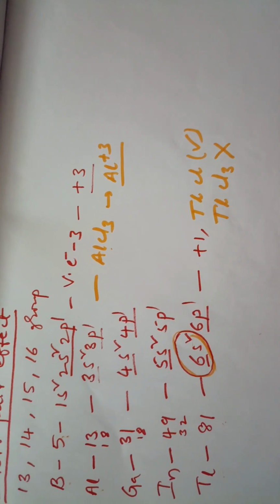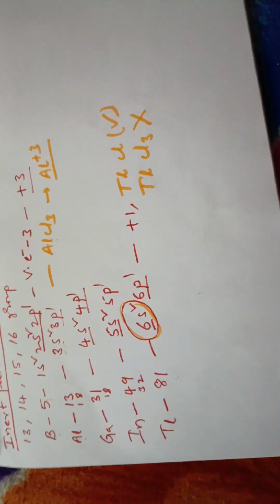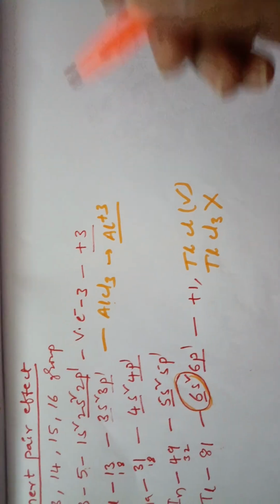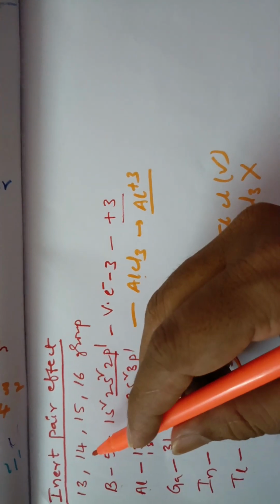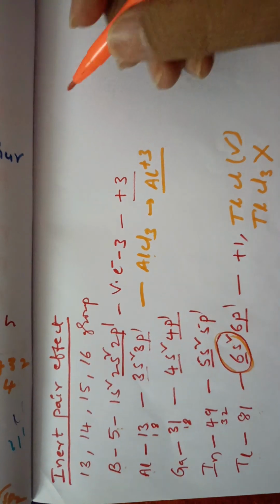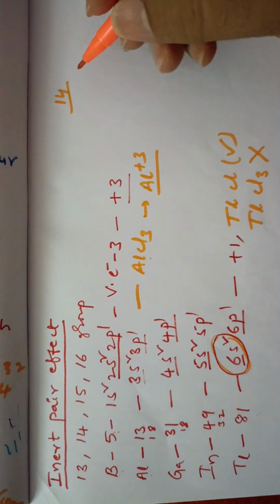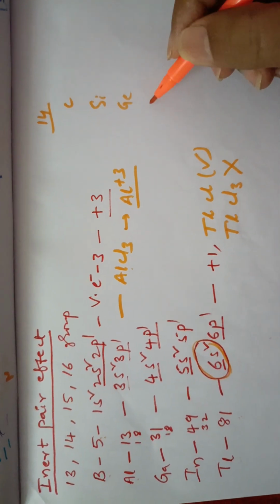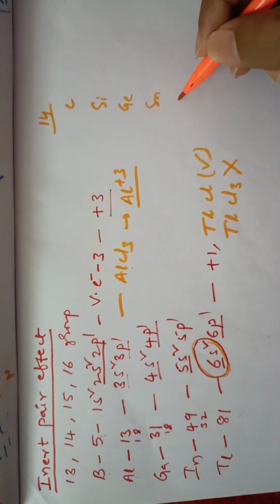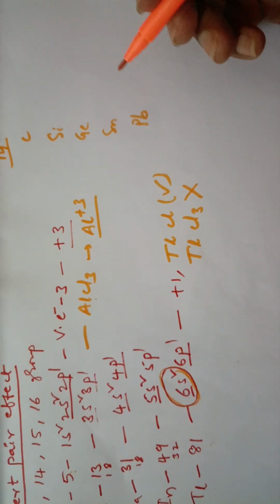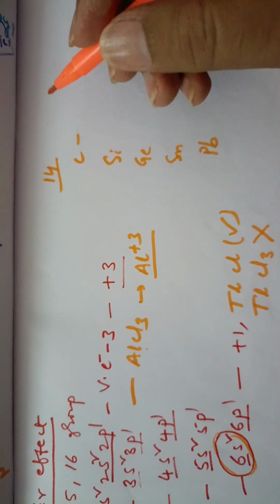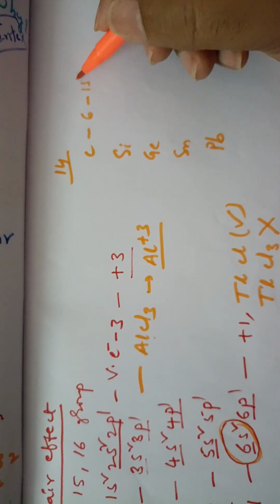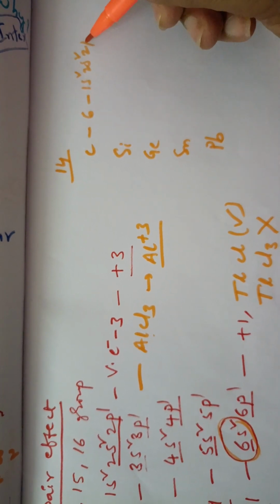Like this, if we take the carbon family, that means 14th group elements. What are those elements? Carbon, silicon, germanium, tin, lead. Last element, lead. Carbon, atomic number 6, configuration 1s2, 2s2, 2p2.